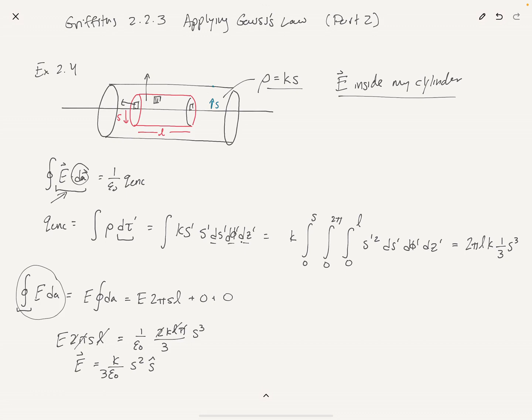Notice one thing: what does this expression not depend on? It doesn't depend on L anymore. So I could have drawn this Gaussian surface as big as I wanted, or as long as I wanted, and as long as it remained inside of my object, I could have picked any length for my Gaussian surface.